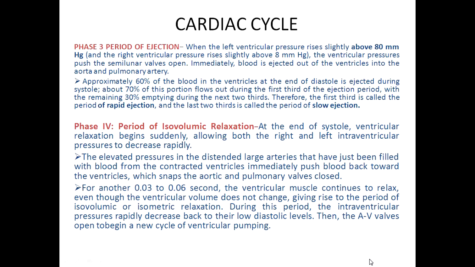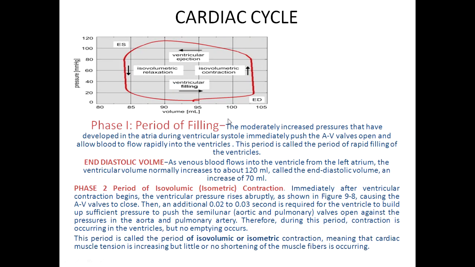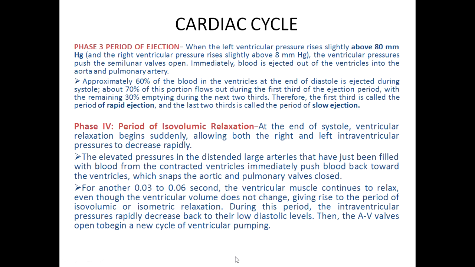Okay, now coming to phase 3, this is called the period of ejection. What is it? Period of ejection. Phase 3 is ventricular ejection. The left ventricular pressure rises slightly above 80 mm Hg. The right ventricular pressure rises slightly above 8 mm Hg. The ventricular pressures push the semilunar valves open. Immediately blood is ejected out of the ventricles into the aorta or pulmonary artery.